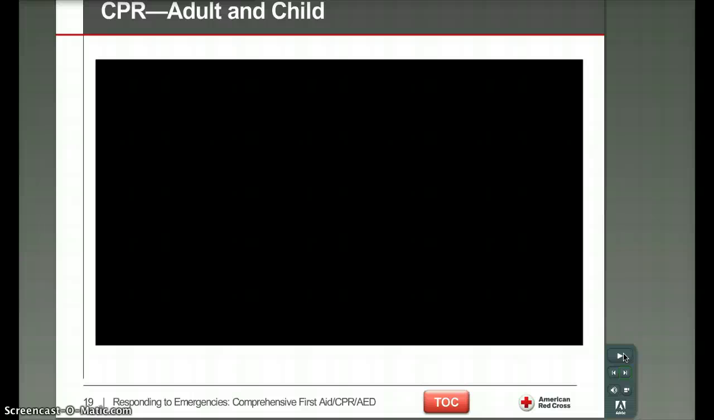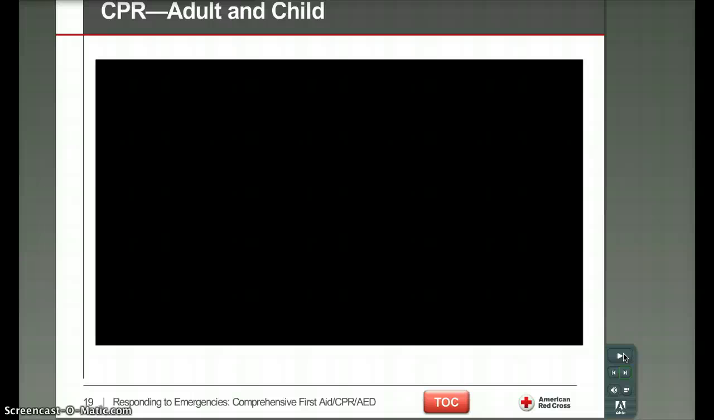Once again, CPR can save a life. The earlier we start CPR, the better off that victim is going to be, but we only perform CPR if we have a victim that is unconscious and is not breathing. But also, like I mentioned earlier, typically CPR alone is not enough to save a life when you have somebody who's in full-blown cardiac arrest.